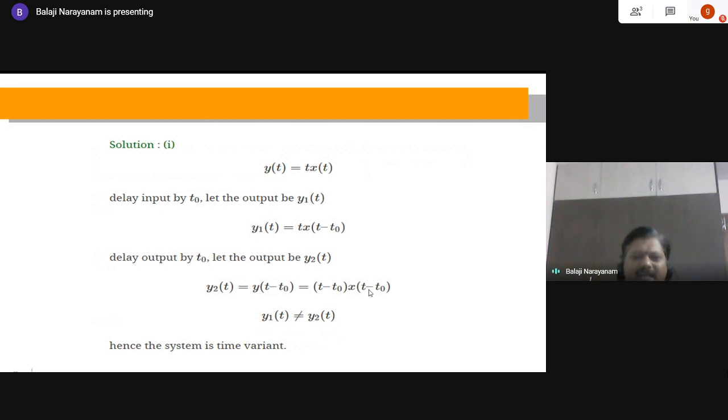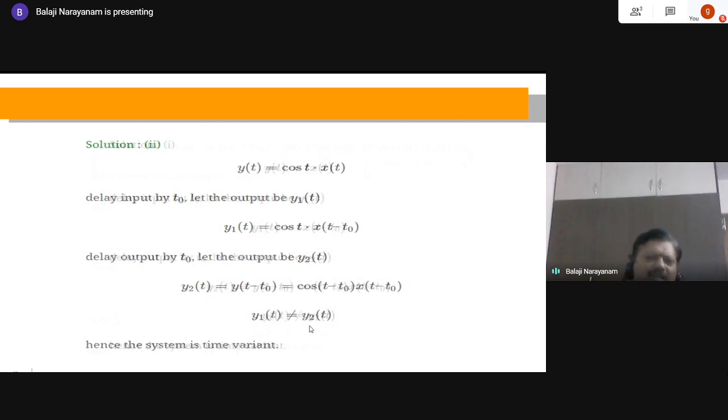that for a delayed input signal we are not getting the same delayed output signal, as y1 of t is not the same as y2 of t. Hence the system is said to be a time variant system. If this condition of y1 of t equal to y2 of t gets satisfied, then the system is a time invariant system, whereas as the condition is not satisfied, we conclude the system is a time variant system.